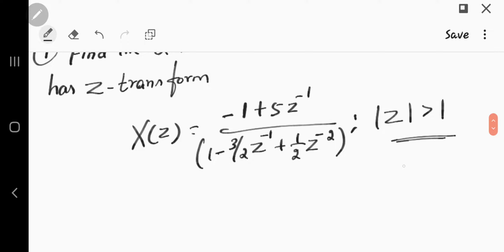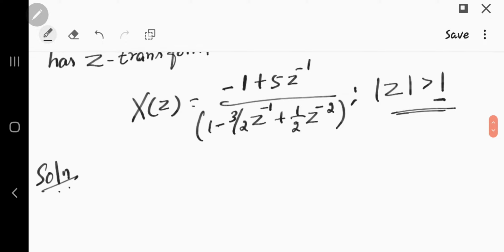By looking at the ROC, you can identify that it is a positive time sequence, because for a positive time sequence only, z will be greater than the circle, the unit circle. Here the value is 1. Sometimes it might be 1 by 2 or 1 by 3, any value.